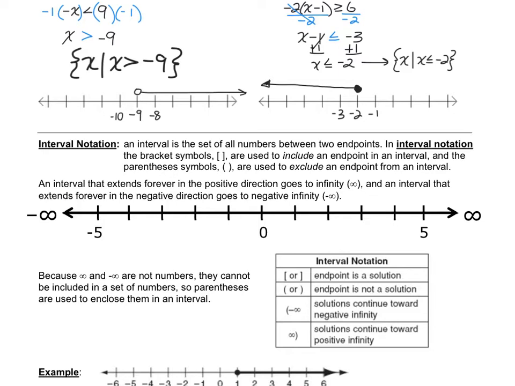All right, so interval notation, an interval is a set of all numbers between endpoints. In interval notation, the bracket symbols are used to include an endpoint in an interval, and the parentheses symbols are used to exclude an endpoint from an interval. All right, so an interval that extends forever in either direction would be going from -infinity to +infinity.